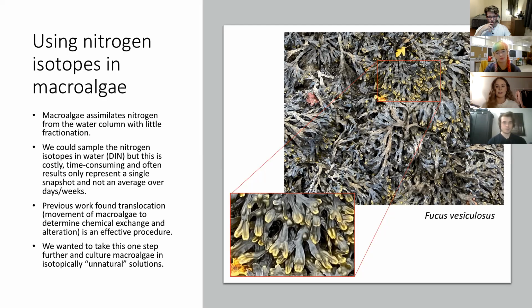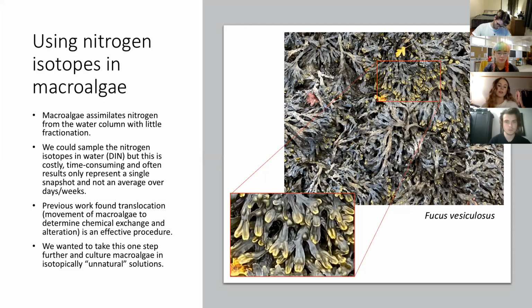You could get a single delta 15N value, and that just wouldn't be representative of what's been going on for the last few weeks or so in that area, and maybe what pollution it's been affected by. So this is where the macroalgae comes into it. It kind of averages out the nitrogen that's bioavailable in the water column, ready for use, and it will kind of incorporate the signature of the delta 15N in that area over a period of weeks.